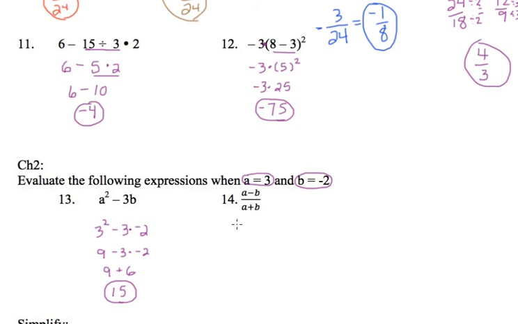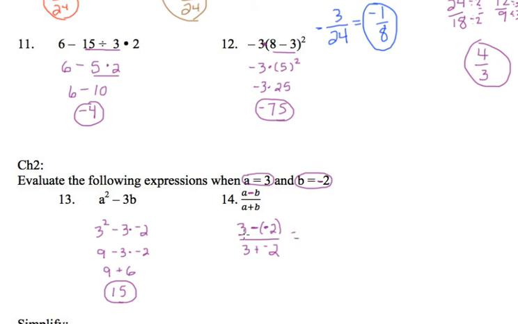Again, I'm going to replace the A's with 3 and the B's with negative 2. The most common mistake on a problem like this is with the negative. Notice this minus sign comes from the one in the problem, and this minus or negative sign comes from the negative 2 that I subbed in. That's why there's 2 of them there.